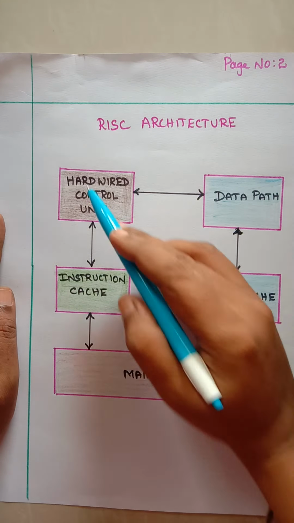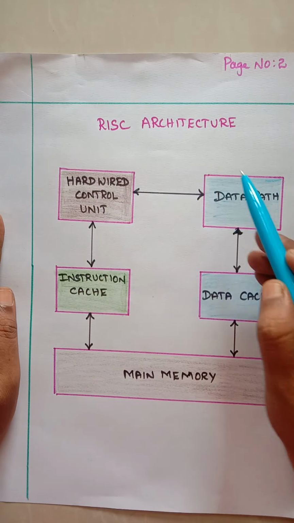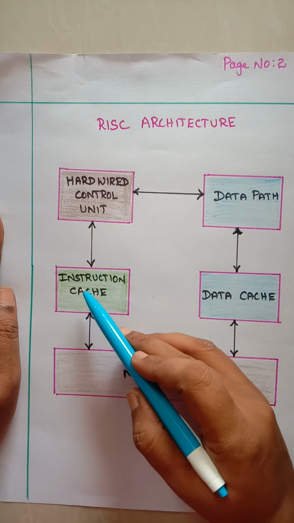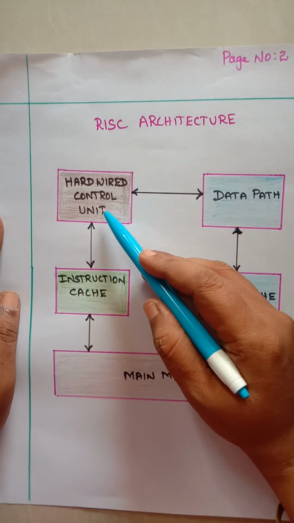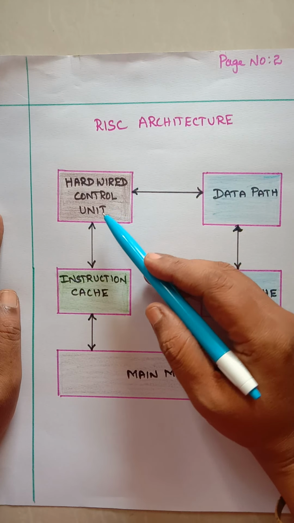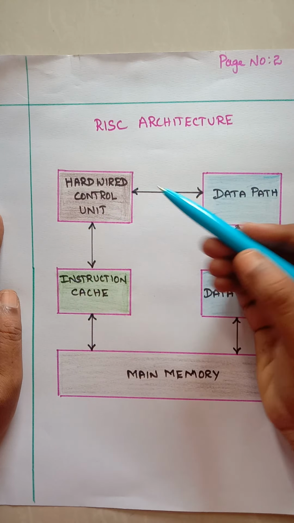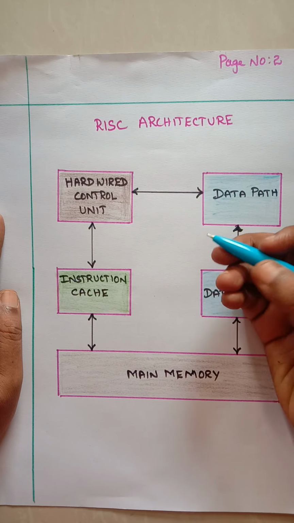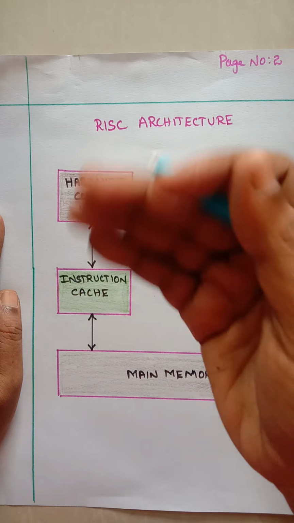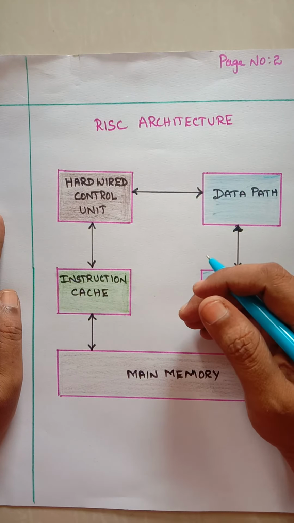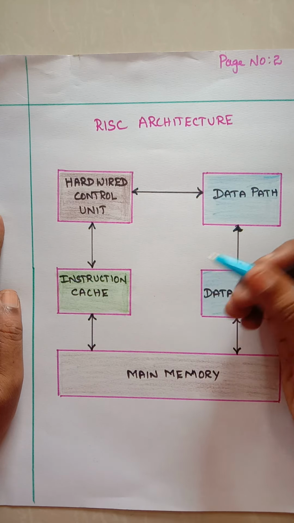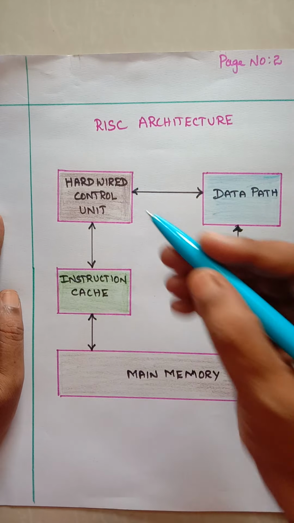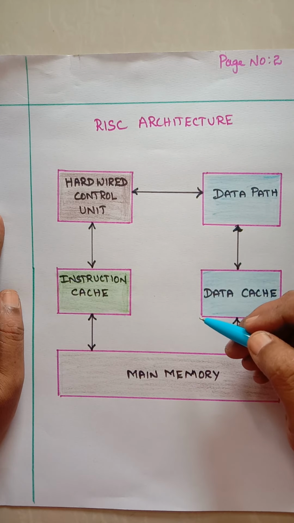It consists of 4 parts: hardware control unit, data path, data cache, and the instruction cache. All are connected to the main memory. What is hardware control unit? To execute an instruction, the CPU always generates some required control signals in proper order. There are 2 approaches for generating these control signals: number 1, hardwired control unit signals, and the other one is microprogrammed control unit signals.